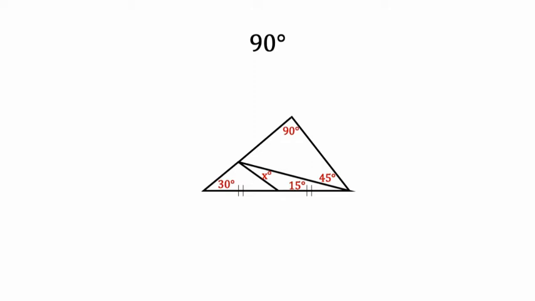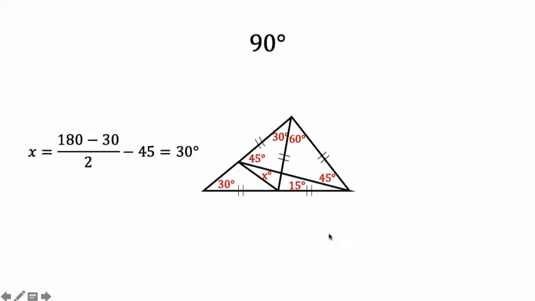Notice that if we connect the two lines, what we'll get is like this. We've got an equilateral triangle on the right and a 30 and 30 degrees on the left. This means that we've got 45 and 45 degrees here and here. This means that these two lengths will be the same, which means that x equals (180 minus 30) divided by 2 minus 45, which equals 30.